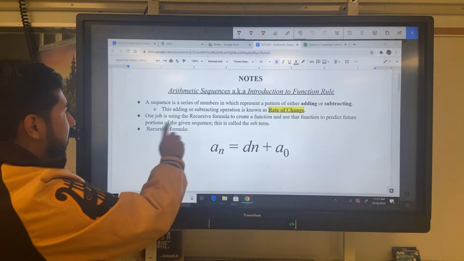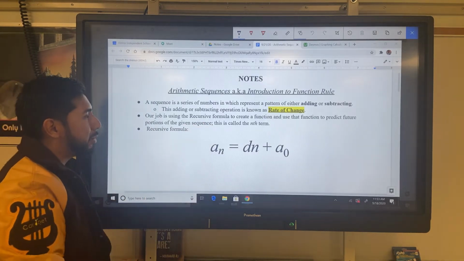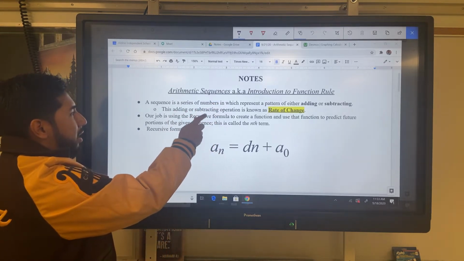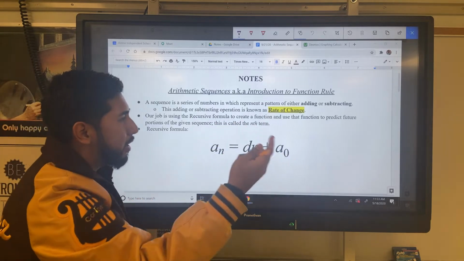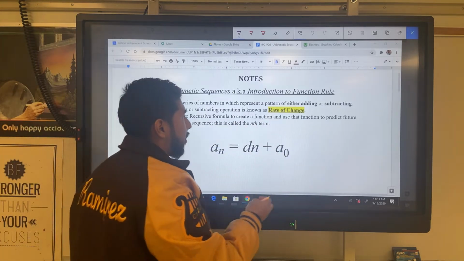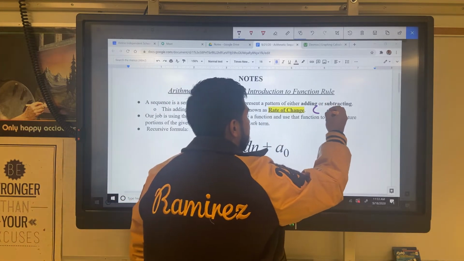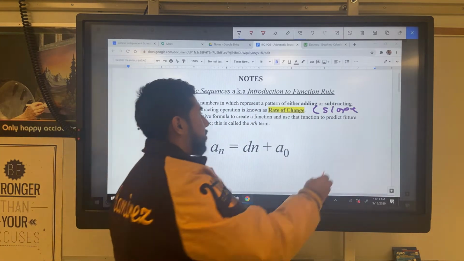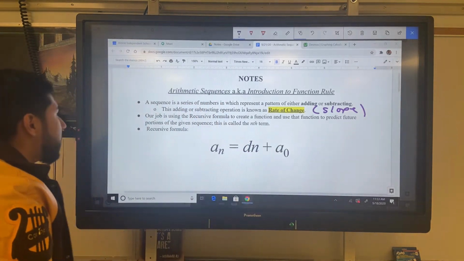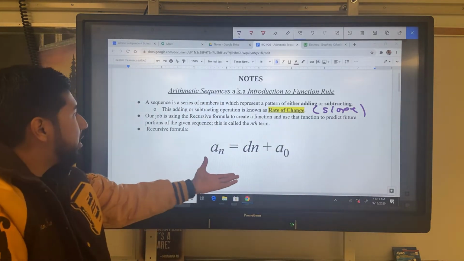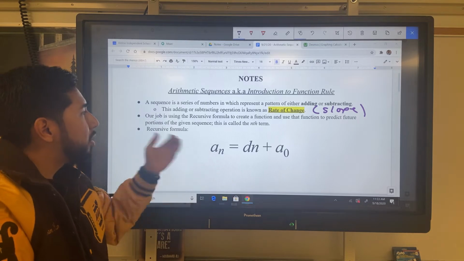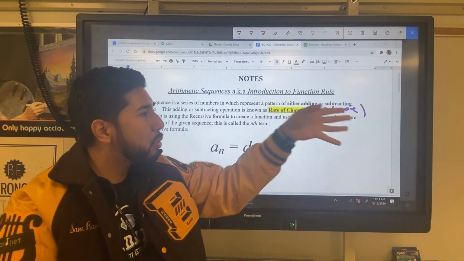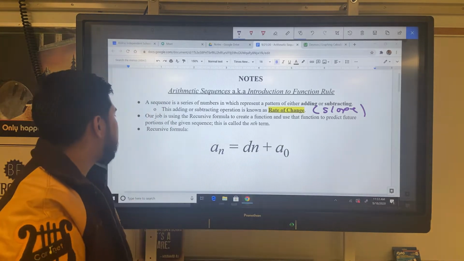Okay, a couple definitions. A sequence is a series of numbers. So we're going to have a series of numbers, and you'll be adding and subtracting operations known as the rate of change. Rate of change is pretty important because you guys have already learned that. You'll learn that coming down this week and next week. All right, anyways. So we're going to take this formula, this function, to predict the future. We're going to say, hey, I want to know what's happening further down the line. It's going to be pretty cool.